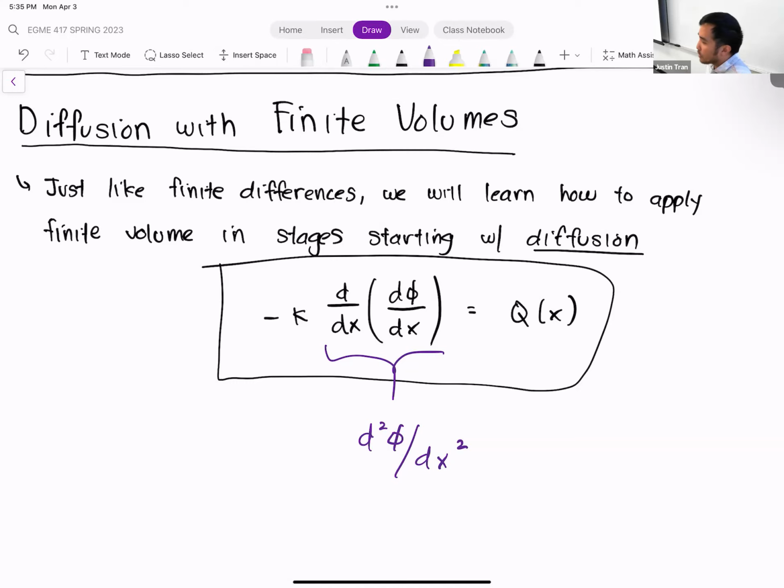You'll see soon why I did this, because the main thing that's going to make finite volumes different from finite differences is that we're going to be integrating this equation.